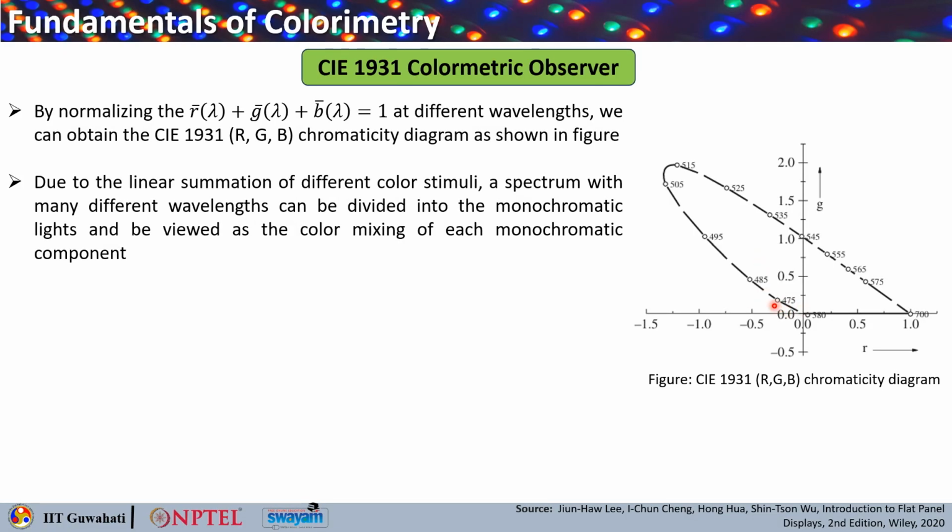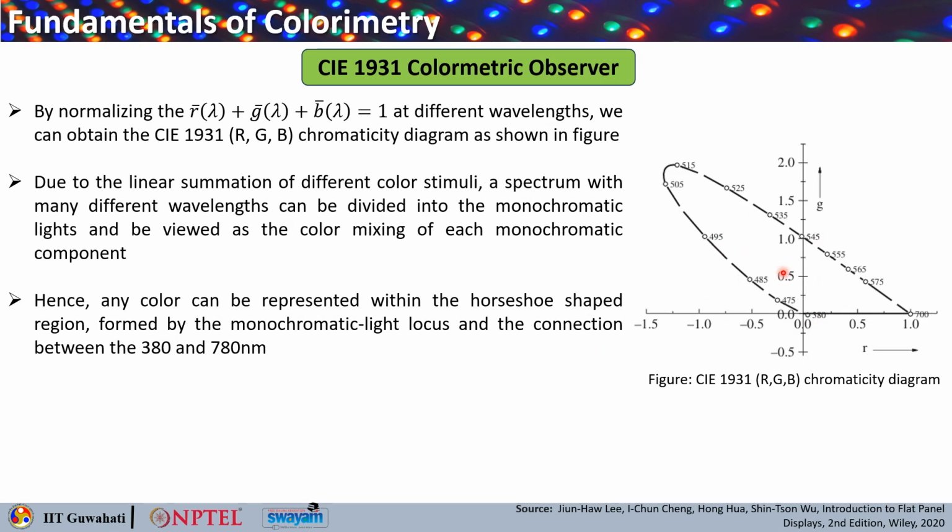In this, you can see we are starting from 380, that is blue, and along the periphery of this horseshoe-shaped chromatic diagram, we have different monochromatic wavelengths going up to red, that is 700, corresponding to R equals 1, and the other two will obviously be 0, 0. Here R is also 0, G is also 0. So, you have pure blue at 380 nanometer.